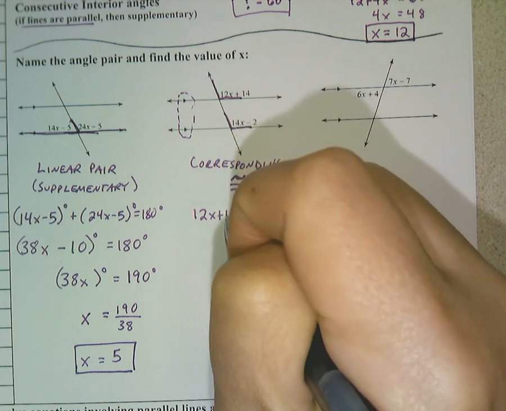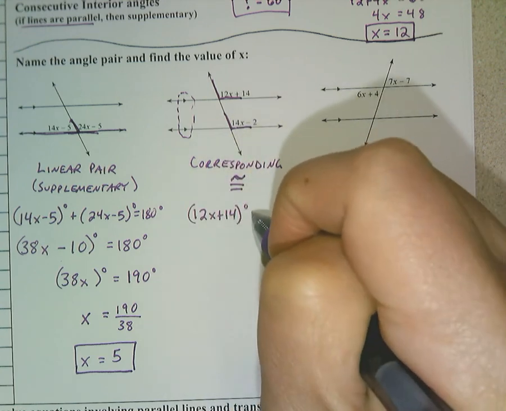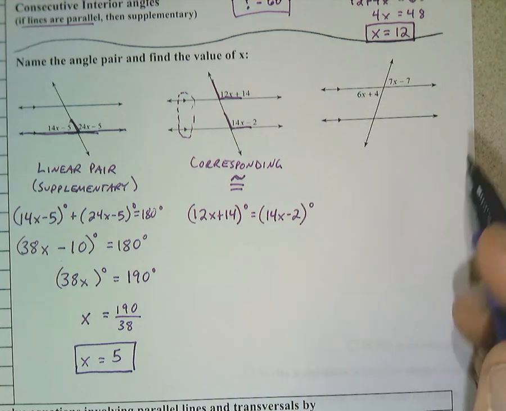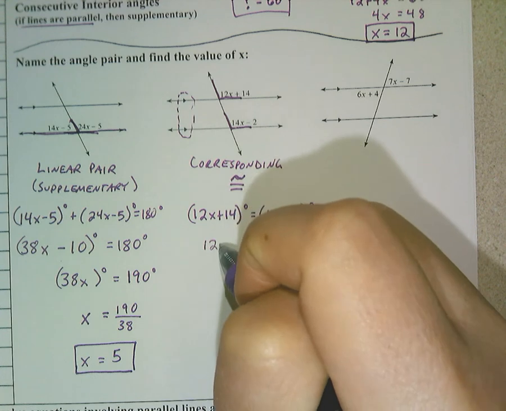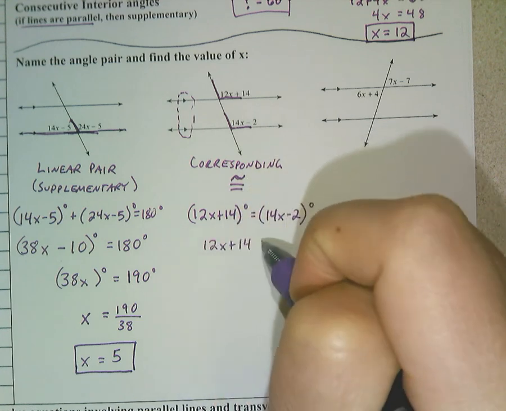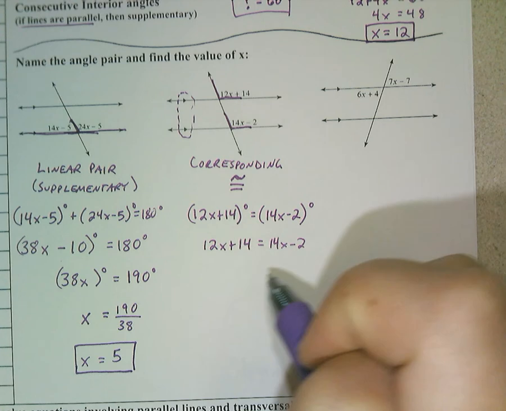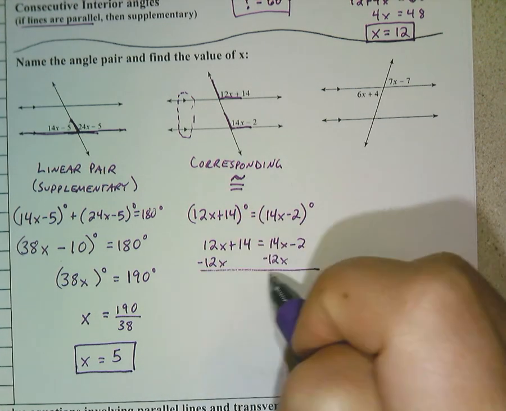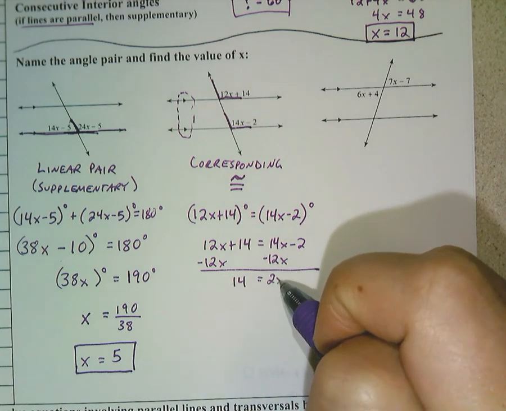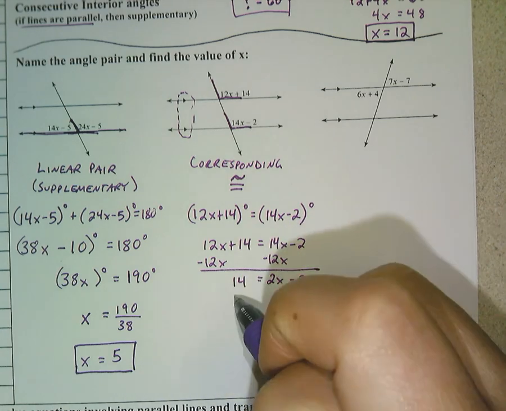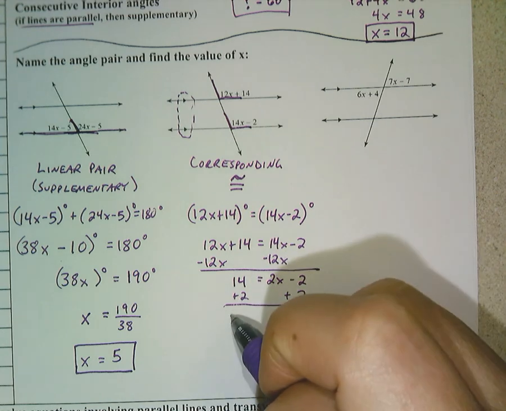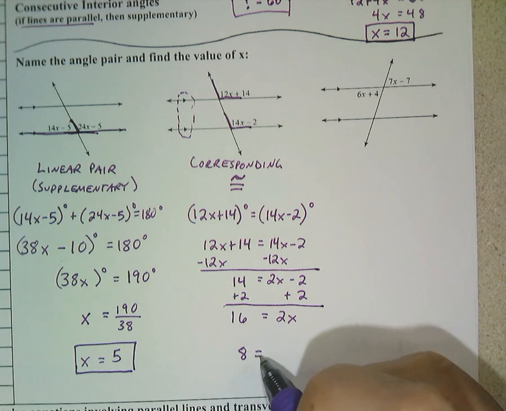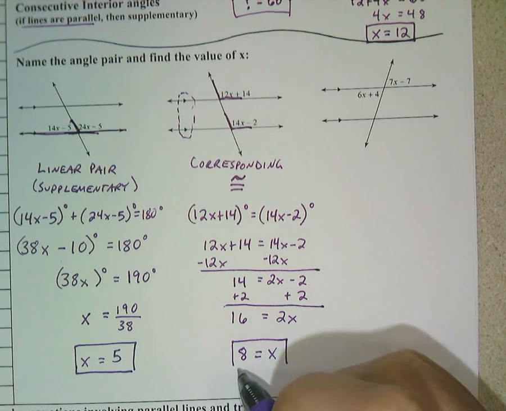So the angle 12x plus 14 is equal to 14x minus 2. Or if we ignore the degree symbol, we can just write 12x plus 14 equals 14x minus 2. Subtract 12x from both sides. 14 equals 2x minus 2. Add 2 to both sides. 16 equals 2x. And then divide both sides by 2. And we get 8 equals x.